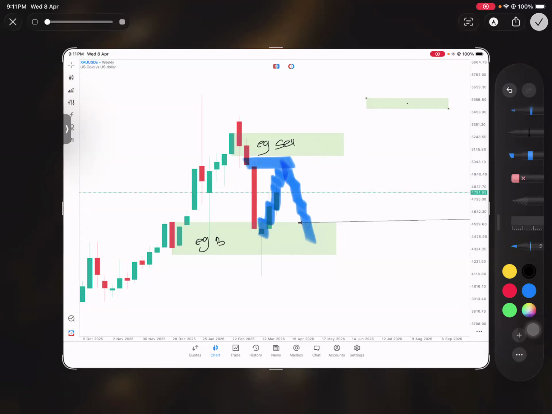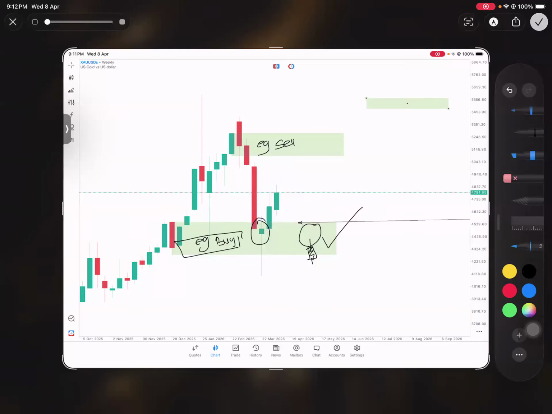Remember our concept: it doesn't matter how many times price comes again to our zone, as long as it does not break by body candlestick, this zone is still valid for buying. Okay, this zone is still valid for buying. So that's the first scenario.